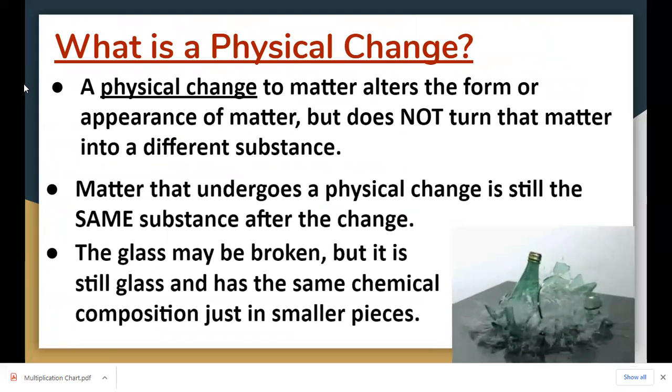So this glass here may be broken, but it is still glass, and it has the same chemical composition, just in smaller pieces. It's still the same glass, it's just broken smaller. So that's an example of a physical change.